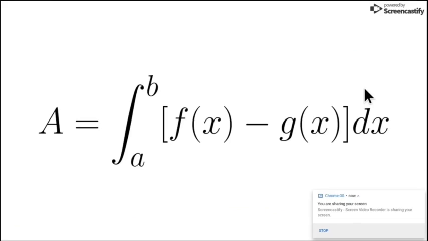You may remember area as the extent of a 2D surface. However, in calculus, you can use area to determine the extent between two graphs. To do so, we use the formula A equals the integral from a to b of f of x minus g of x dx. Let's look at an example.